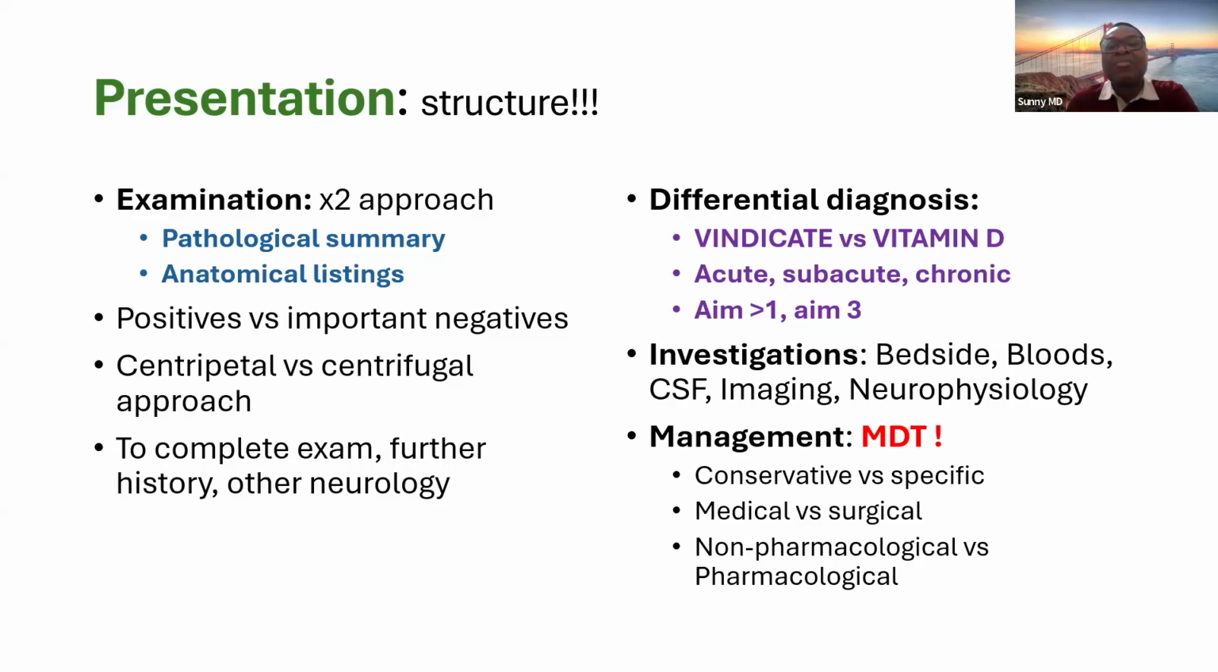And then investigations, like we said before: bedside, bloods, CSF, imaging, neurophysiology. It's not more than that, usually in neurology. You never go wrong with that. But please don't mention nerve conduction studies where you think you have upper motor neuron signs. So if you're dealing with a stroke or multiple sclerosis, do not mention nerve conduction studies because it's not relevant. They're not going to take that lightly.